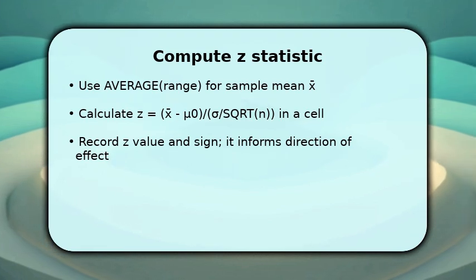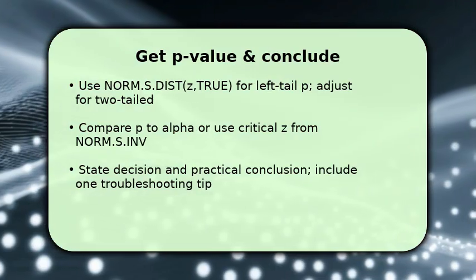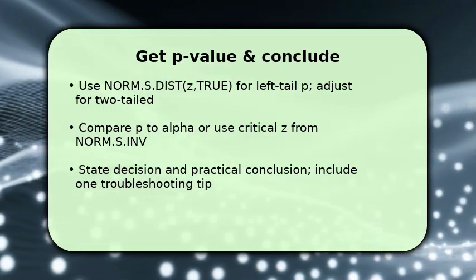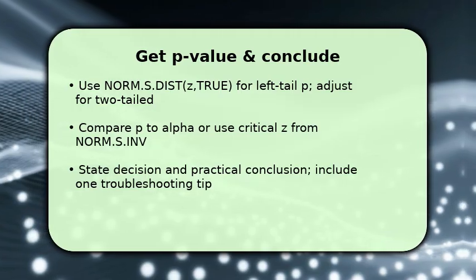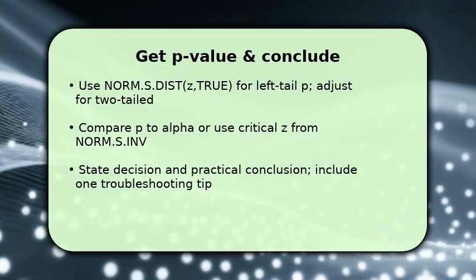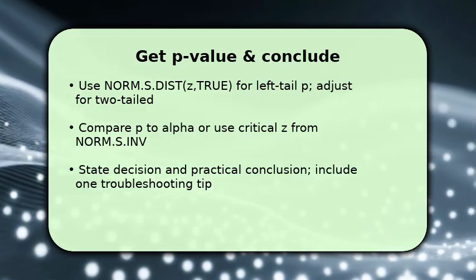You convert Z to a p-value with NORM.S.DIST, Z cell, TRUE. If you chose a two-tailed test, double the smaller tail probability. If one-tailed, use the appropriate tail directly. Then compare p to the alpha cell and decide to reject or not reject the null.